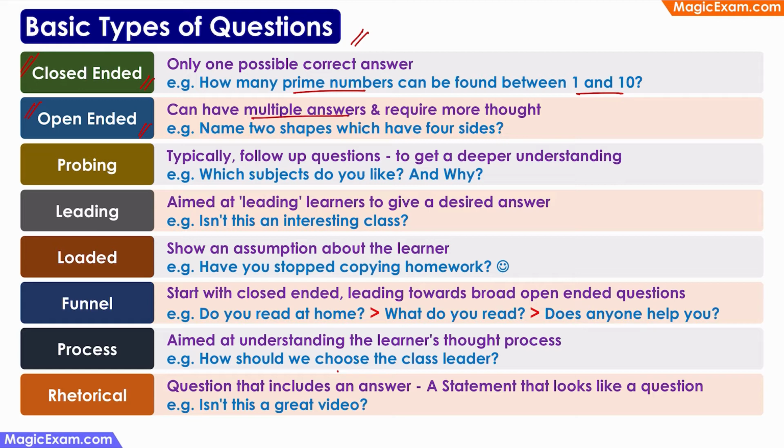For example, if I ask you name two shapes which have four sides, you can say square and rectangle, or you can say square and rhombus, or you can say rhombus and parallelogram. So all of these are correct answers. So an open-ended question can have multiple correct answers.